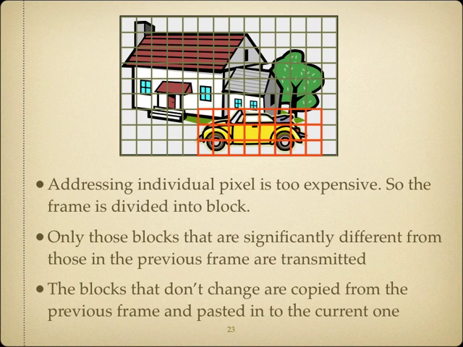So in this example here, only the blocks that have changed are even significantly different. You probably even have a little threshold. So if it's only been a little tiny change, you might say, leave it alone. And if it's a significant change, then you'd send the new block. So the blocks that don't change are copied and pasted from the previous frame to make the current frame. And then the blocks that need to be sent are sent. And so you could see how in 1/25th of a second, maybe not a whole lot is changing.